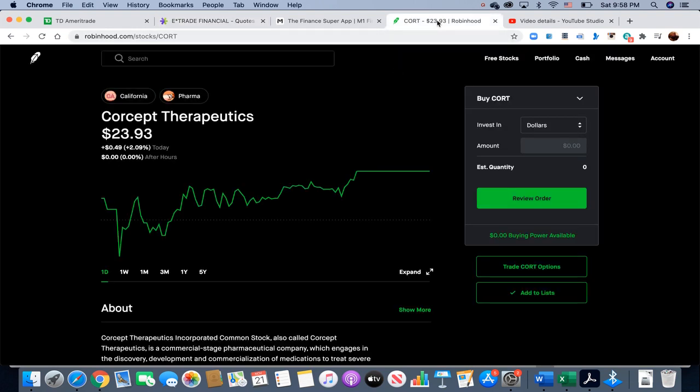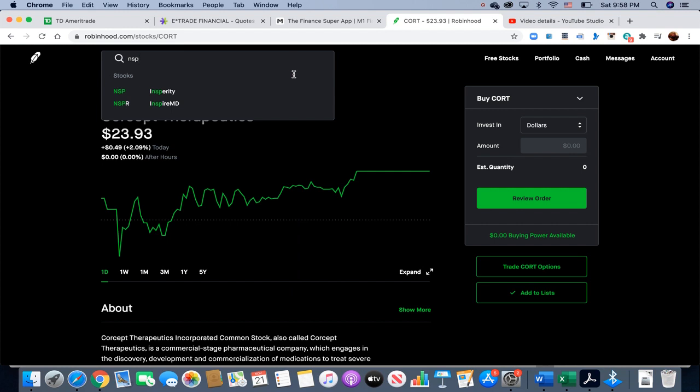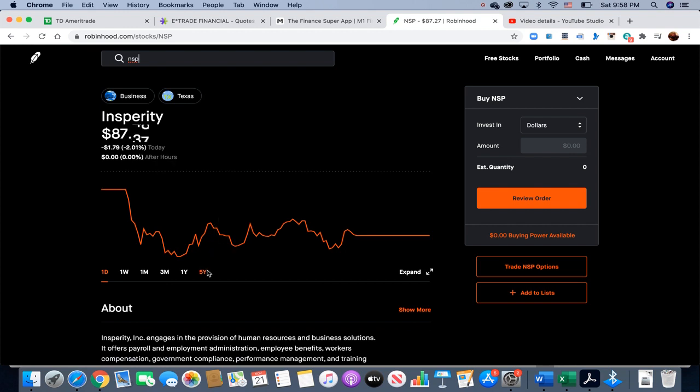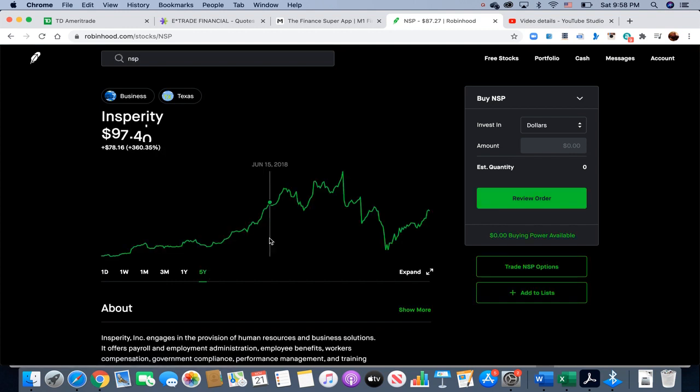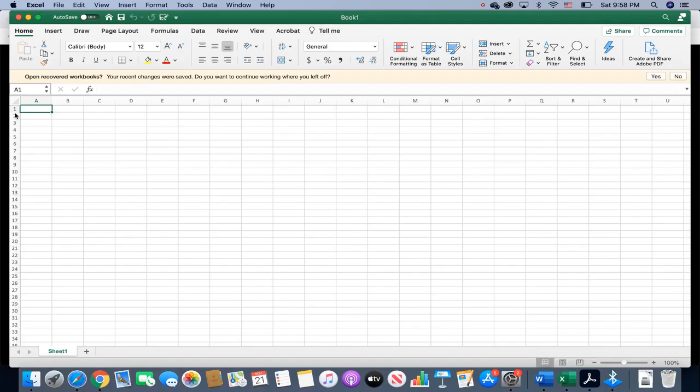And then I'm going to go here to see how they are in NSP over the last 5 years. This is Robinhood, by the way. Just see 5 years. In the last 5 years, they've made about 302%, which is more than 200. So this is something that we want to at least consider. I'm just going to pull up Excel, and I'm going to put NSP and the return of 300.